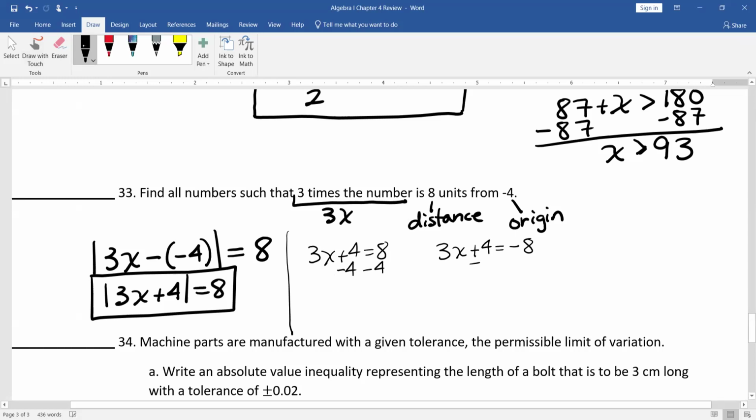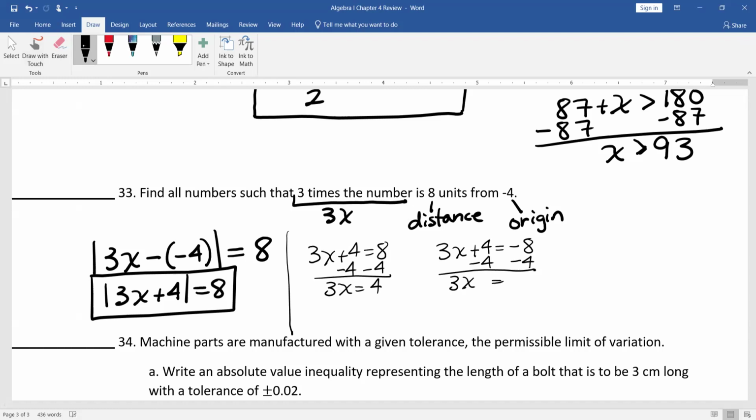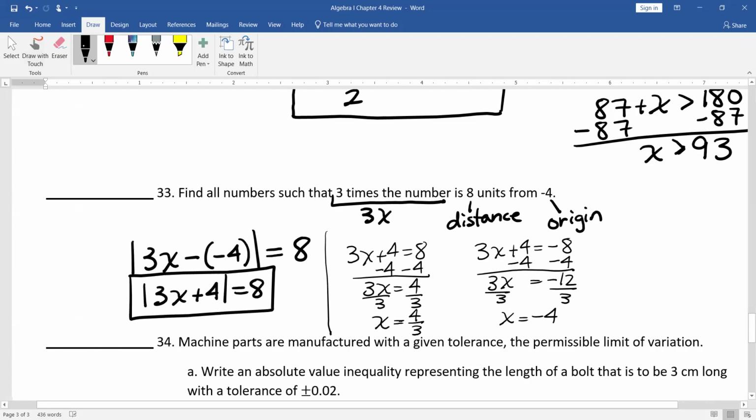Subtract 4 from both. I'm just going to do it all the way across. 3x equals 8 minus 4 is 4. 3x equals -8 minus 4, 2 negatives, so that gives me -12. Divide everything by 3, and I get the values. X is 4/3, or x is -4. Excellent. So there's our answer. So x equals -4, comma 4/3.